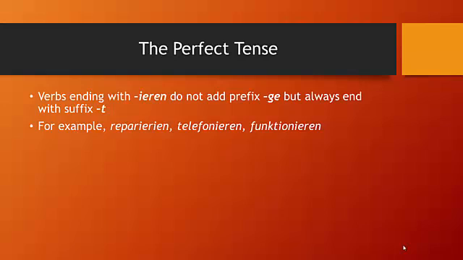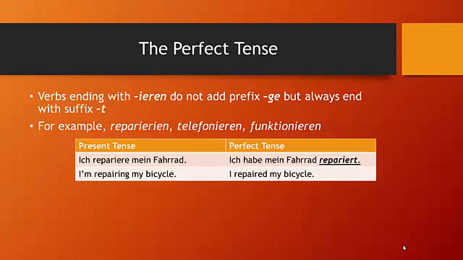So let's look at reparieren, to repair, here in this table. Okay, so in the present tense we'd have "ich repariere mein Fahrrad." In the present perfect it would be "ich habe mein Fahrrad repariert."